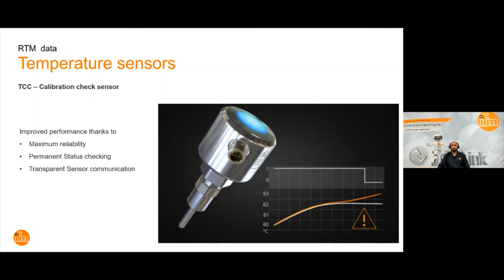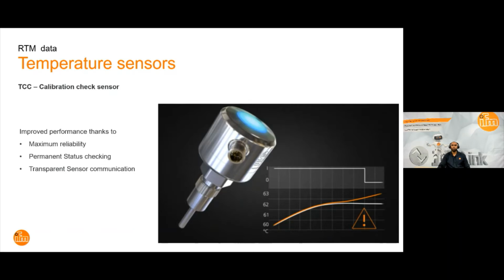aspects. So maximum reliability. If the sensor deviates from a defined tolerance value, or in the event of a sensor malfunction, it provides a corresponding signal by a clearly visible LED on the device, as well as a dedicated diagnostic output that can be monitored by a PLC. It has permanent status checking.